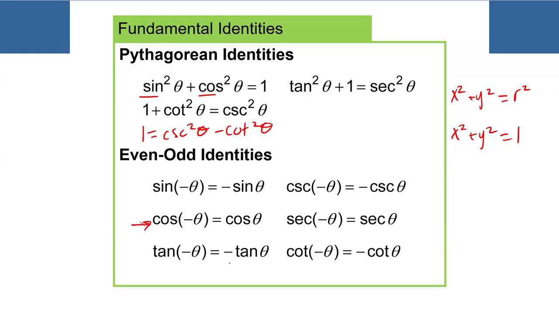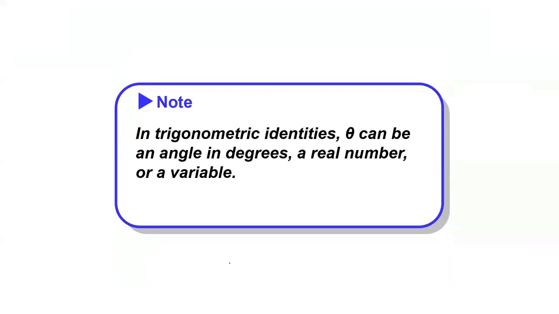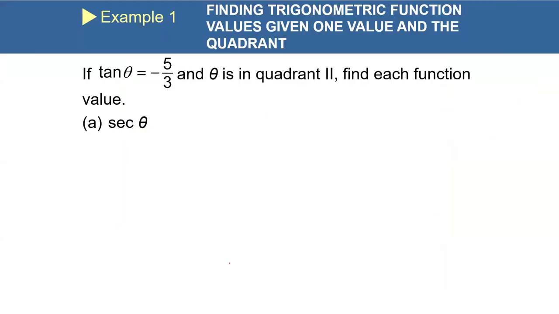Because cosine, the value can be negative. Okay, we'll apply it. But even and odd identities work as such. I'll let you write those down. Now, in trig identities, theta can be an angle in degrees, a real number, or a variable. Okay, it's just theta.